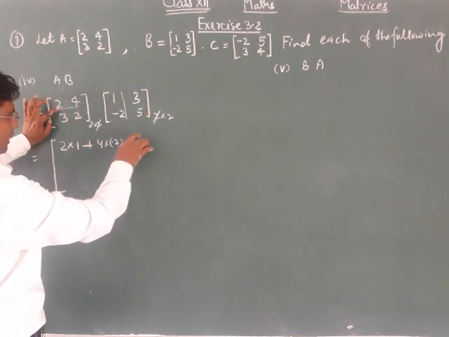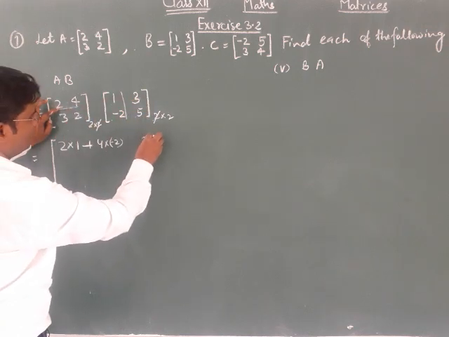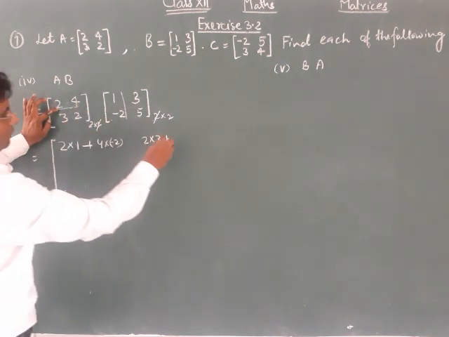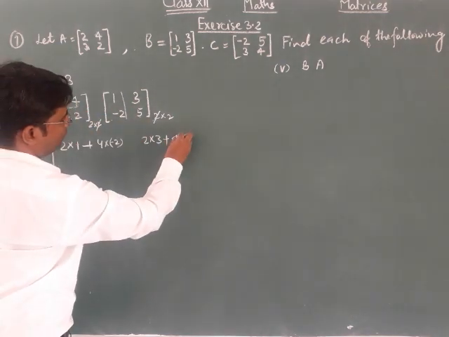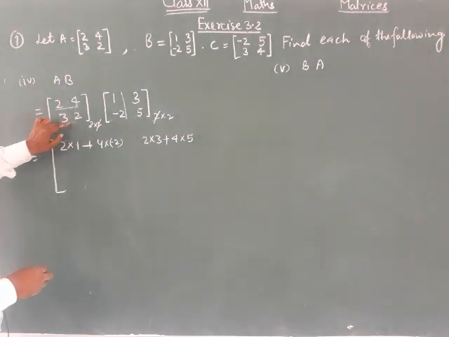Then the first row and second column: 2 multiplied by 3 plus 4 multiplied by 5. And in the same way, the second row.